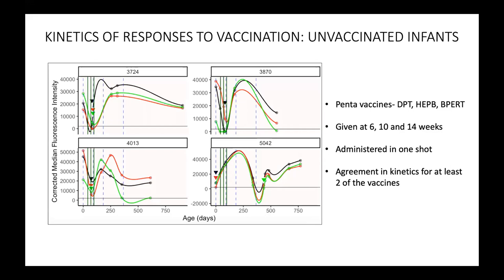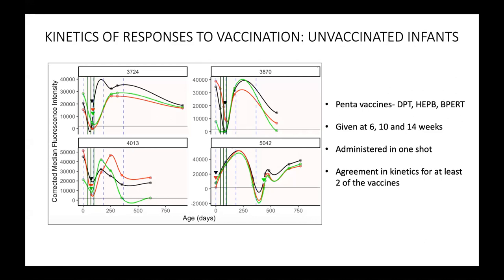Here I selected the infants that were recorded as vaccinated, and this is how their kinetics look. On the x-axis, we have the age in days, and the y-axis is their antibody response to the specific antigen. Each line is a different antigen: the red is the DPT vaccine, diphtheria toxin. The black one is Bordetella pertussis, which is the vaccine against whooping cough. And then the third one is for hepatitis B.